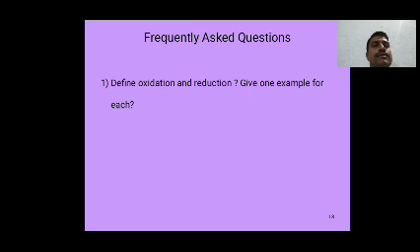Another one: what is a redox reaction? Give one example. A reaction in which oxidation and reduction reactions occur simultaneously is called a redox reaction. For example, Na gives Na plus plus 1 electron, Cl plus 1 electron gives Cl minus. Overall reaction: Na plus Cl gives Na plus Cl minus.